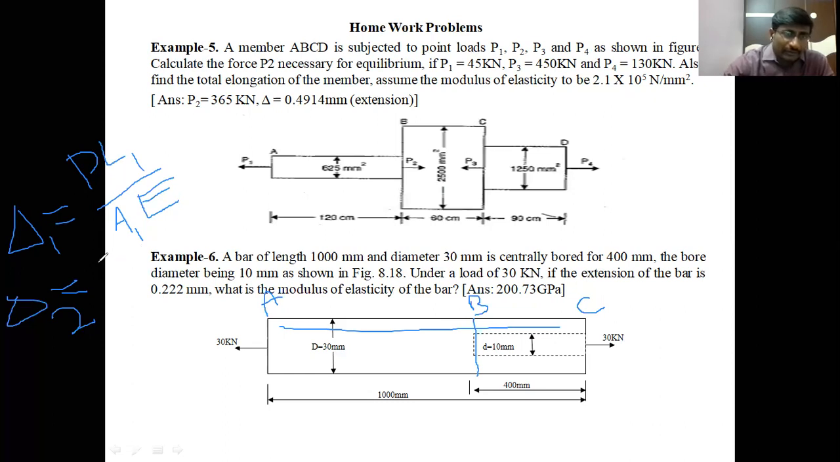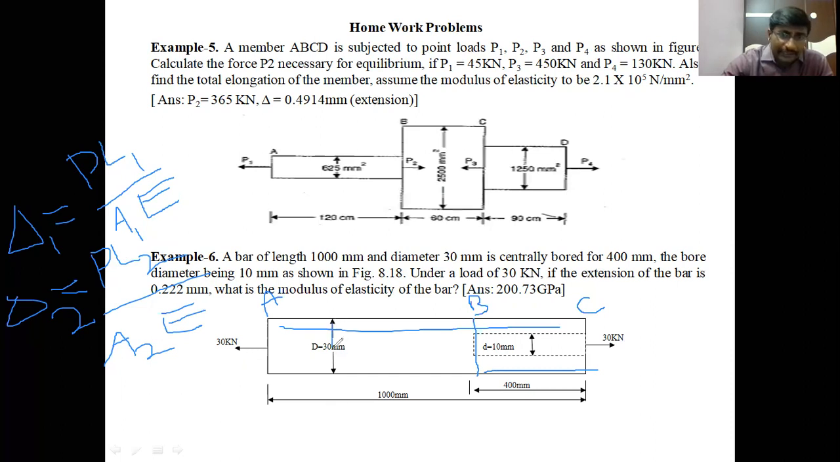Similarly, the second formula is delta 2 equals PL2 divided by A2 into E. P and E are the same for delta 1 and delta 2. The different parameters are length and area. In both formulas, P is 30 kilonewtons. What is L1? 600 mm. What is L2? 400 mm.